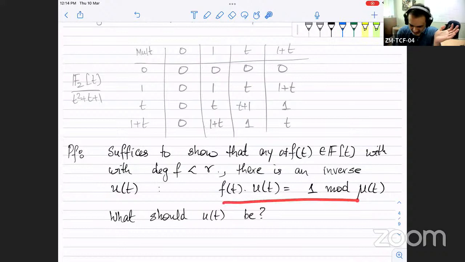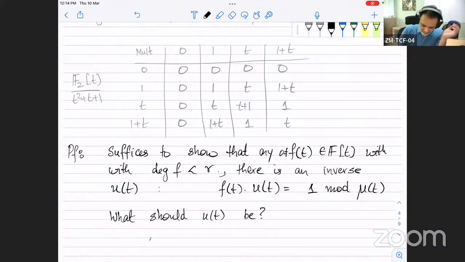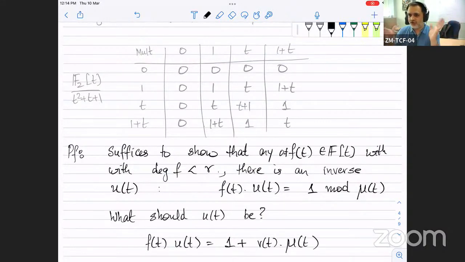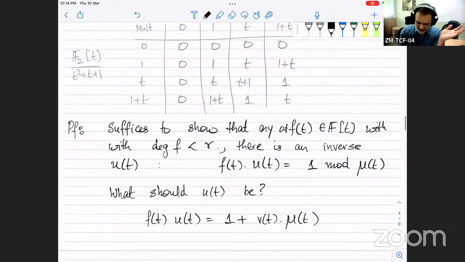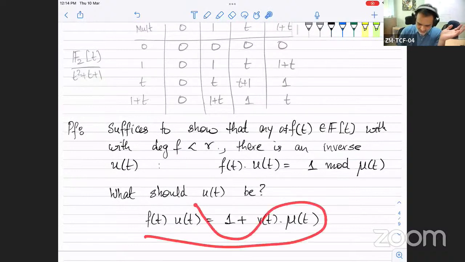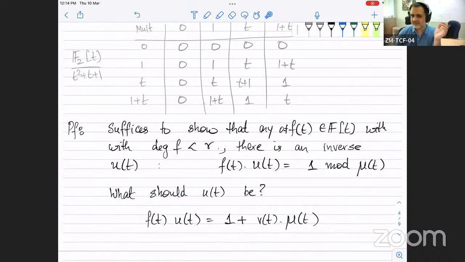Okay, so let's just write this down. What does something being 1 mod mu of t mean? It means that f of t u of t equals 1 plus some nonsense v of t times mu of t, because going mod mu of t just means that I'm ignoring any multiple of mu of t. Now this is already starting to look like one of those extended Euclid sums.